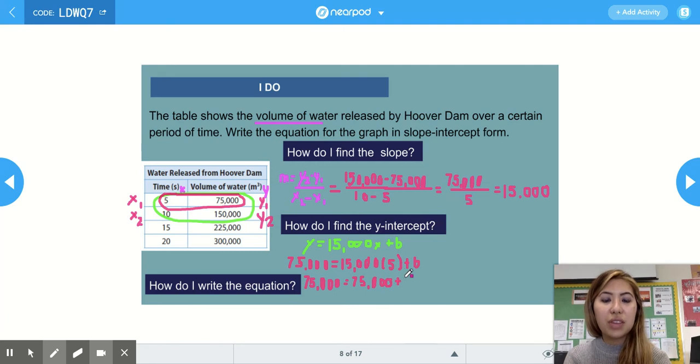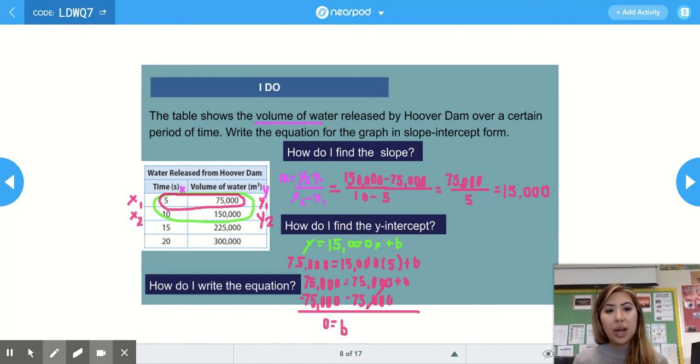And because we want to figure out the value of b, what we're going to do is subtract 75,000 on both sides. So one way to think about this is the opposite of adding 75,000 is subtracting 75,000. Another way is the opposite of a positive 75,000 is a negative 75,000. 75,000 minus 75,000 is 0. So we have b is 0.